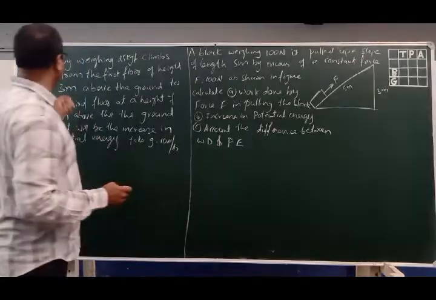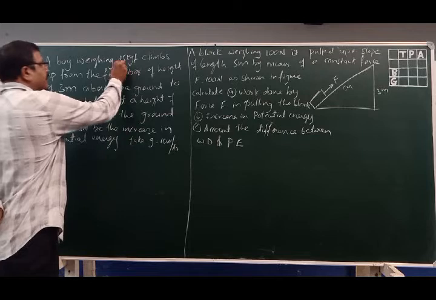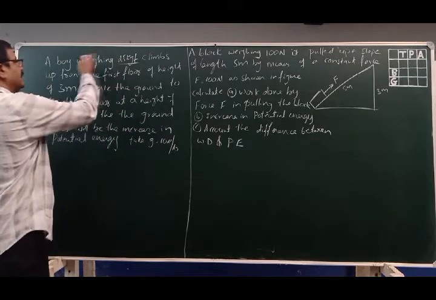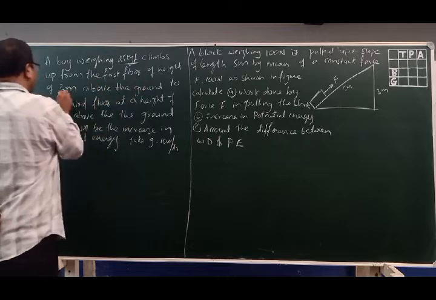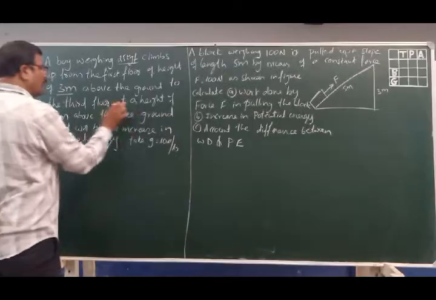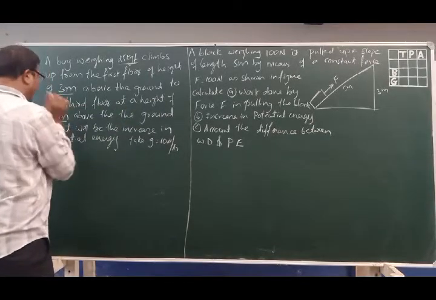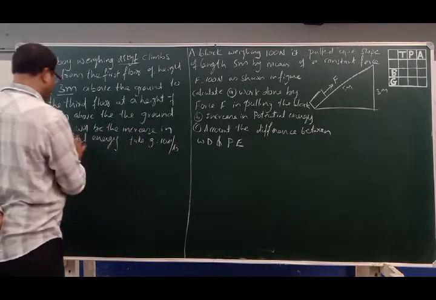So the first problem: a boy weighing 25 kgf. So he has given it in kgf, and kgf means it is nothing but force. He climbs up from the first floor, at a height of 3 meters above the ground, to the third floor, at a height of 9 meters above the ground floor. What will be the increase in potential energy?